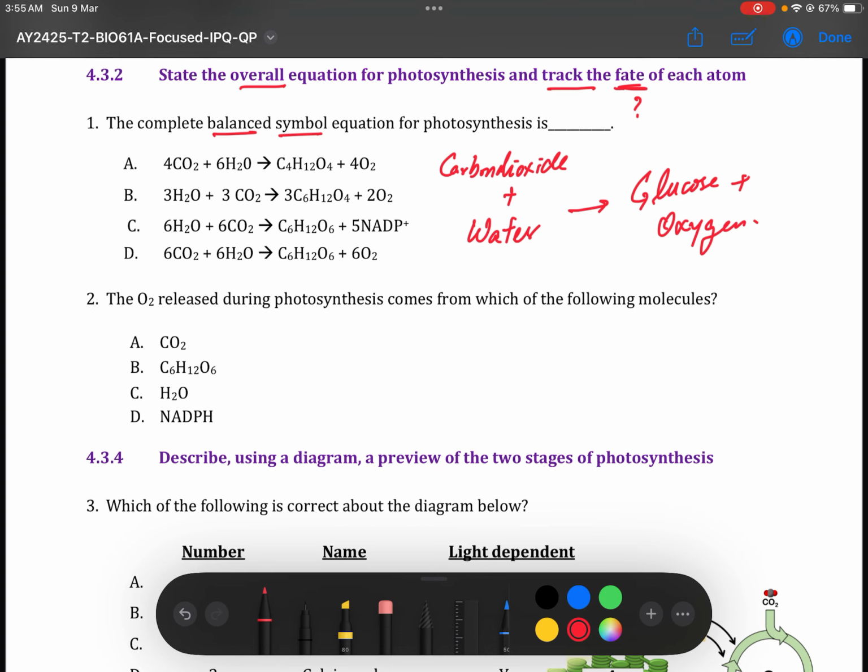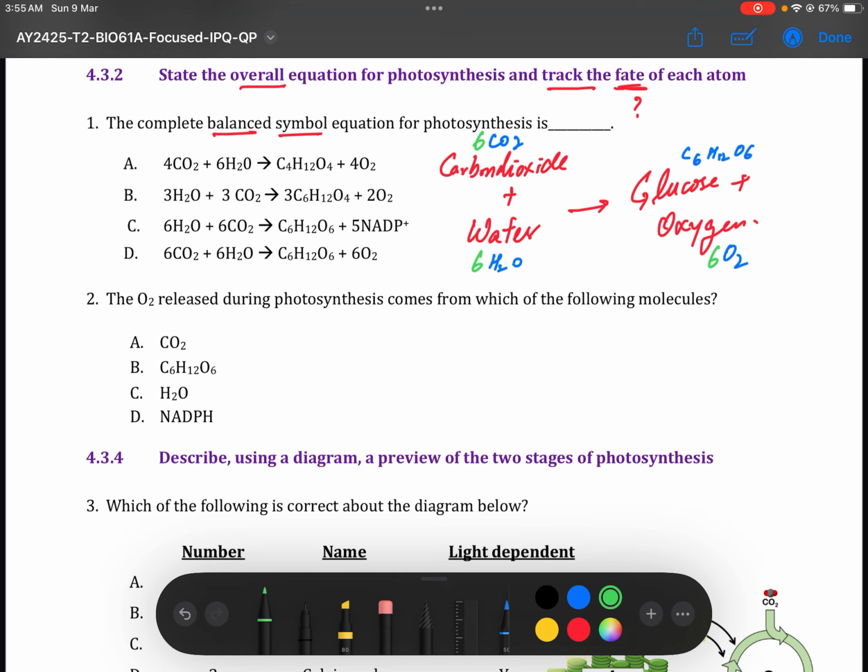First of all, symbol equation. So carbon dioxide is CO2, water is H2O, glucose is C6H12O6, and oxygen is O2. One of the most important things in balancing it is that you can put 6 with every chemical but not with glucose. That's it. So this is your balanced equation.